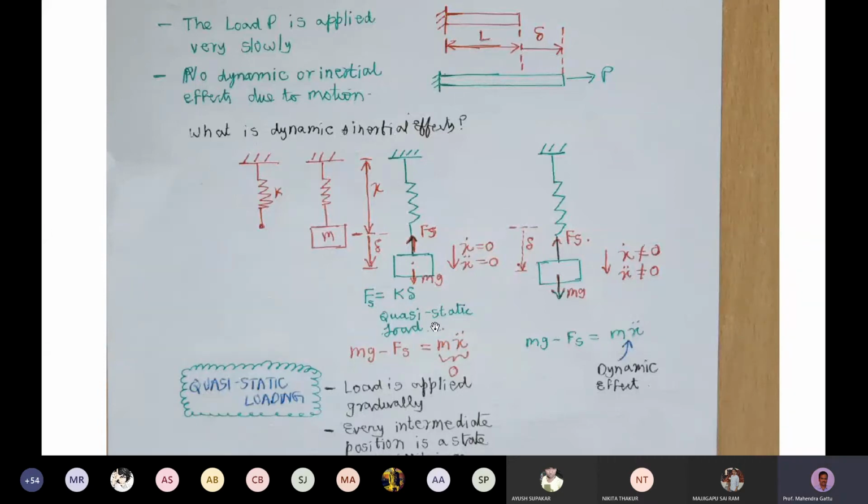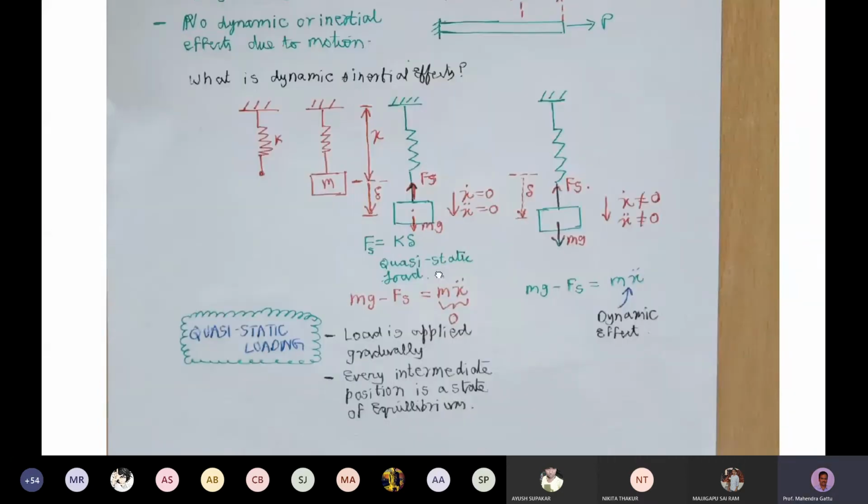This state, when you are applying the load in a slow manner, is called the quasi-static loading condition. In the quasi-static loading condition, suppose you take any elongation of the spring and draw the free body diagram. You have mass mg acting downward and force Fs acting upward. So the equilibrium equation will be mg minus Fs equal to the mass times acceleration, so mg minus Fs is equal to m x double dot. But since the displacement delta is taking place at a very slow rate, we can neglect that x double dot. So we have mg minus Fs equal to 0.